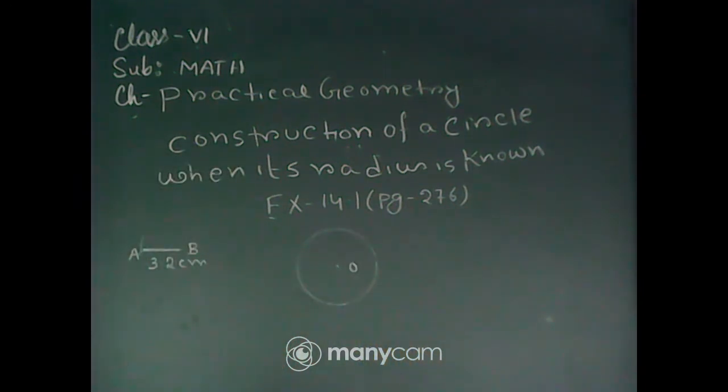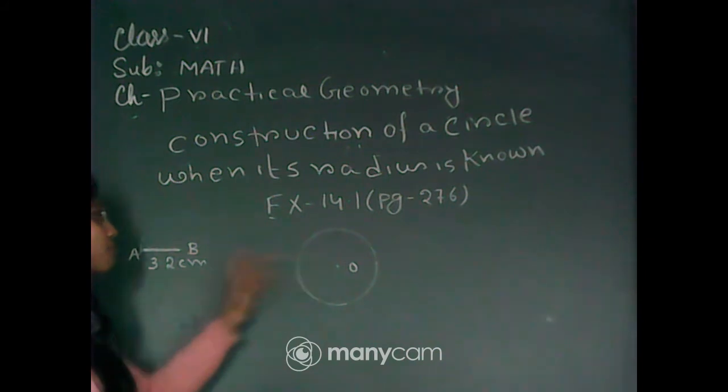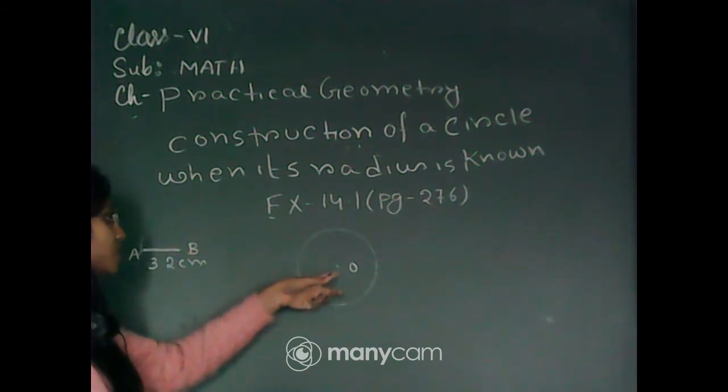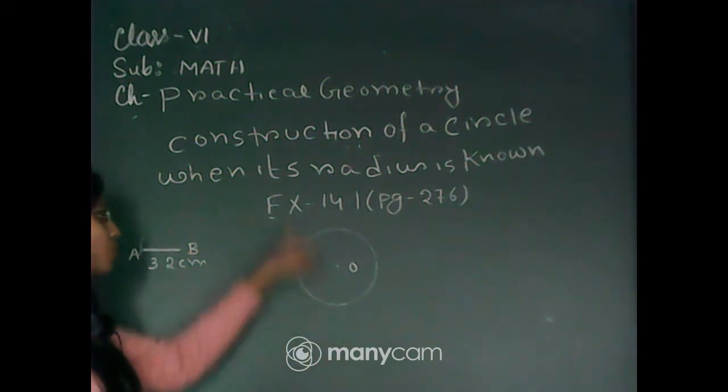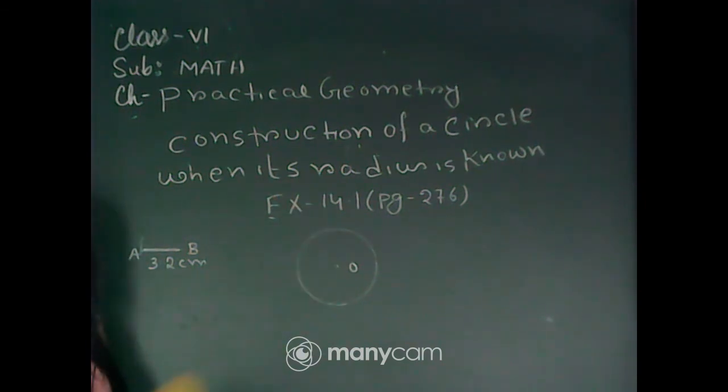Again I repeat the process. First we draw a line segment AB of length 3.2 cm with the help of ruler. Then we take the measure of this line with the help of compass. Now mark a point O where we want the center of the circle to be. Then place the pointer of compasses on O and turn the compasses slowly to draw the circle.